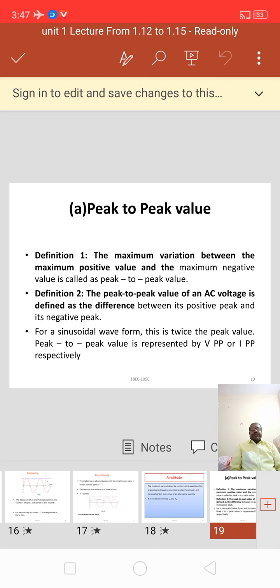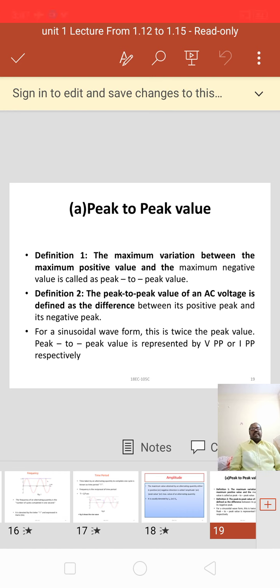Next, peak to peak value. The maximum variation between the maximum positive value and the maximum negative value is called the peak to peak value. The general definition of peak to peak value is the maximum variation between the maximum positive value and the maximum negative value.